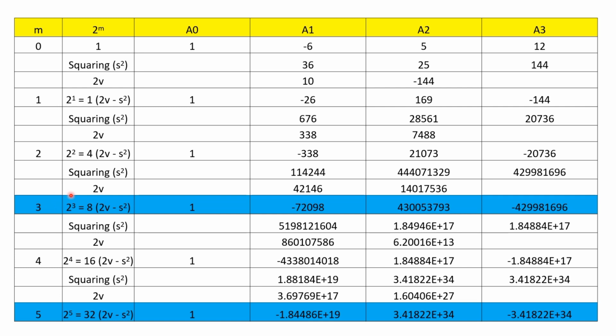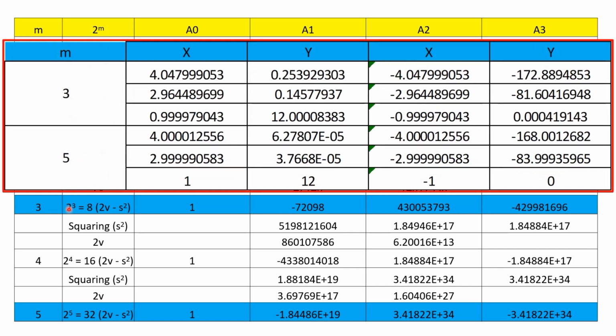The third iteration is what we did a while ago in the numerical analysis. Then, what will be the difference in the values of x for the fifth iteration? I made a tabulated form here. This is m equal to 3, and the value of x that we got is 4.0479999053, compared with the value that we got from the fifth iteration, 4.0000125556.